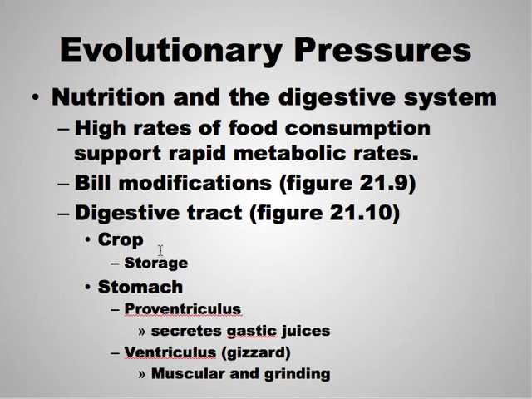The digestive tract includes a crop for storage, so if you find a lot of seed at one time, that can be consumed at once and saved. A proventriculus, which secretes gastric juices for digestion, and a ventriculus, which is more commonly called a gizzard, which is what grinds up food.